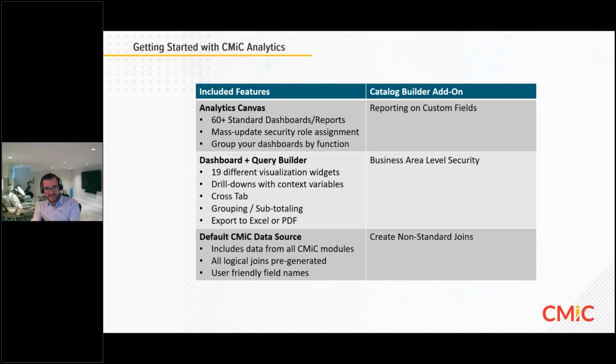Now, what is Catalog Builder and why might I want to purchase Catalog Builder? And this is an important distinction. Again, all the stuff I mentioned, you can do all of that with a standard license of Cmic, but we do offer an additional feature called Catalog Builder. And Catalog Builder gives you access to do a few things. There's more things that I'm listing here, but it's probably the three most significant features of Catalog Builder.